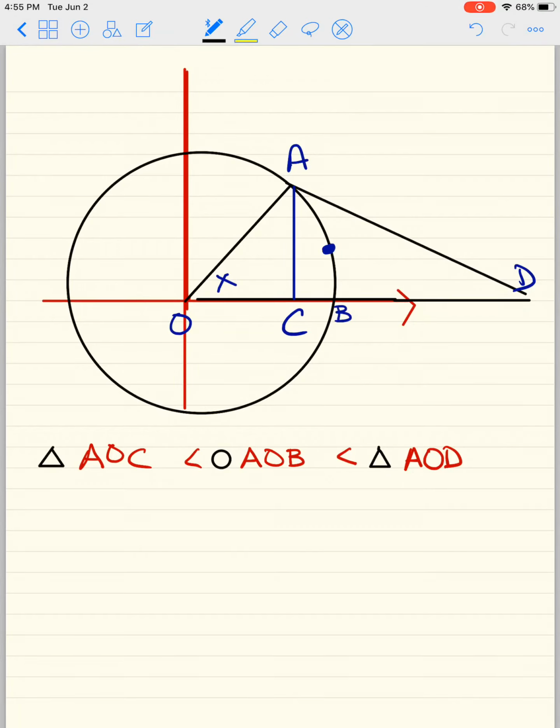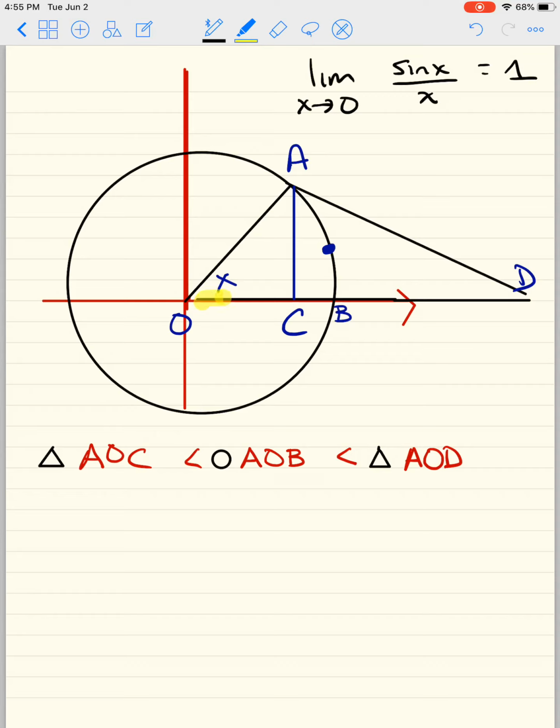Hey guys, in this video, I'm going to show you that the limit as x approaches 0 of sine x over x is 1. Okay, and I'm going to use a geometrical figure to show you why. All right, so let's check this out.